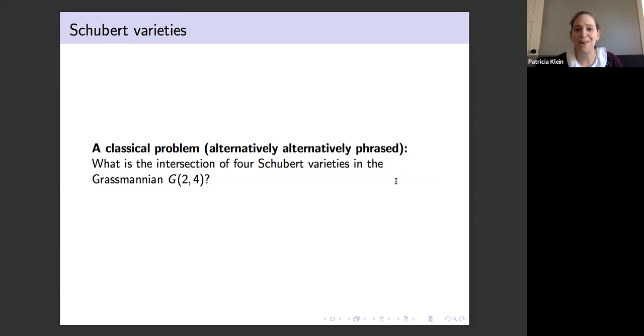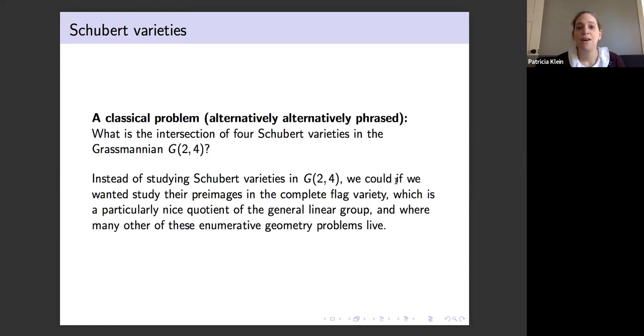Okay, so now our first appearance of Schubert. This problem can also be phrased as: what is the intersection of 4 Schubert varieties in the Grassmannian G2,4? So we've taken our very concrete question about lines and planes, and we find that it's equivalent to asking about some intersection of some varieties in the Grassmannian. This particular problem, because it's about projective planes in 4-space, lives in G2,4, but plenty of these other enumerative questions live elsewhere. Something that captures a lot of them is the complete flag variety.